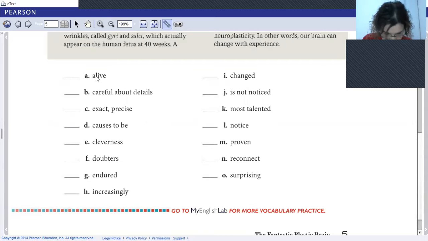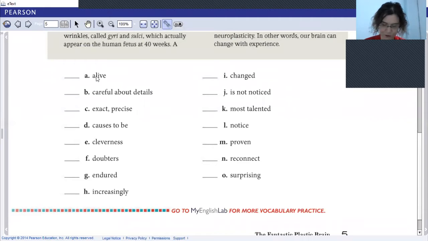A, alive, is 10. Animate. B, careful about details, is 15. Meticulous. C, exact, precise, is 7. And that would be rigorous. D, causes to be, is number 4, renders. E, cleverness, is number 12. And that is ingenuity.